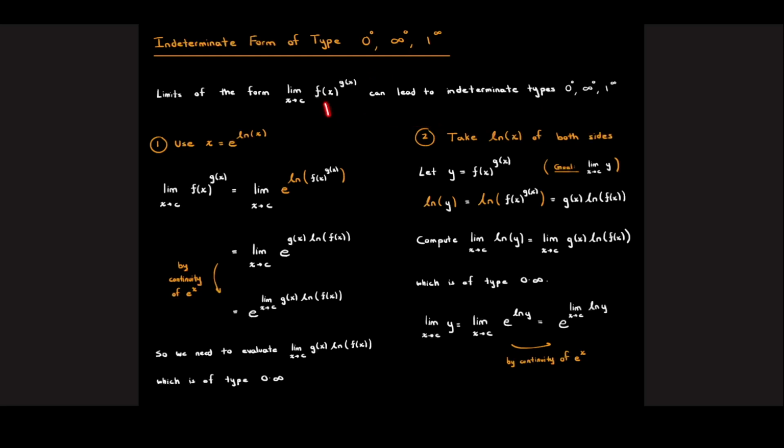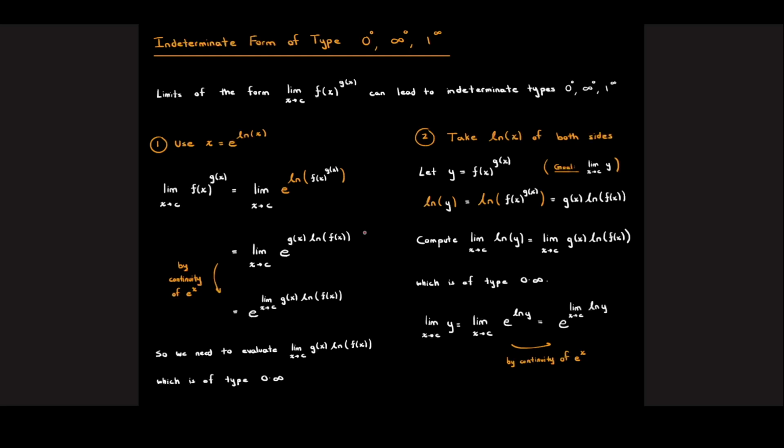Or if the base approaches infinity and the exponent approaches 0, it leads to this indeterminate type, infinity raised to 0. And lastly, if the base approaches 1 and the exponent approaches infinity, then you get this indeterminate type of 1 to the infinity. So we'll discuss why these are indeterminate at the end of the video. For now, let's just learn how to evaluate this indeterminate type if you come across it.